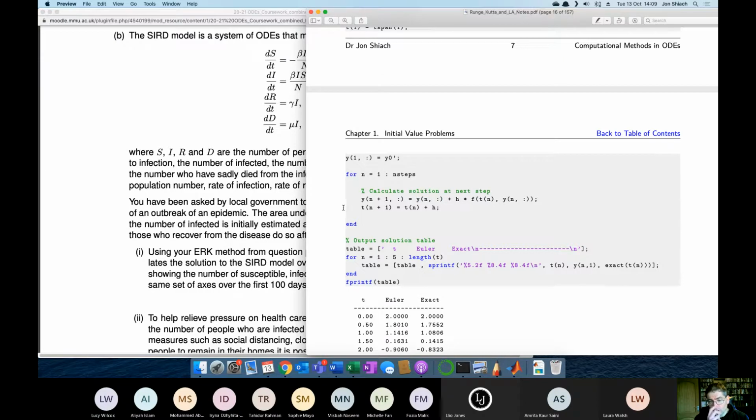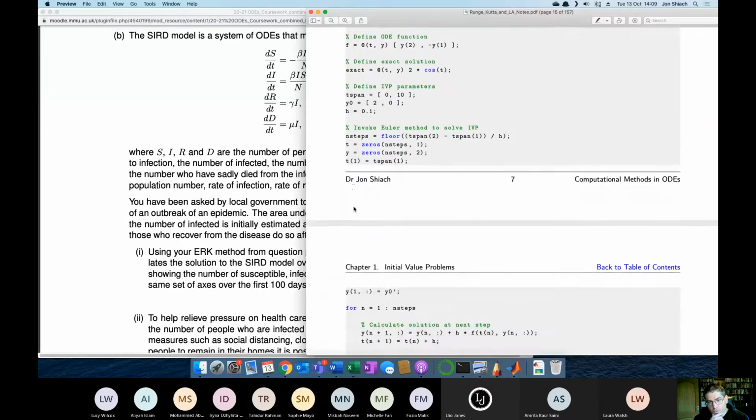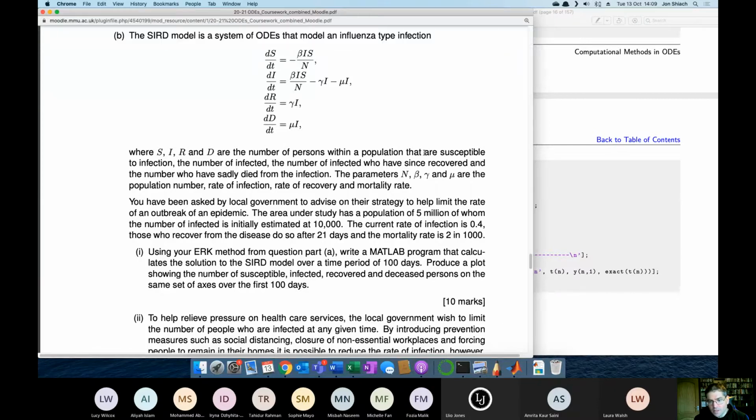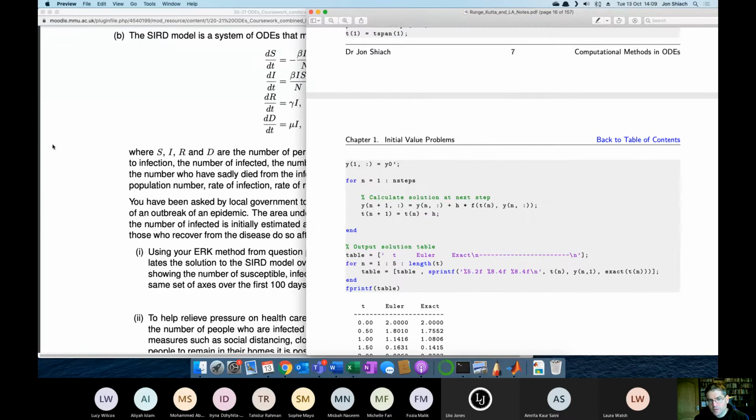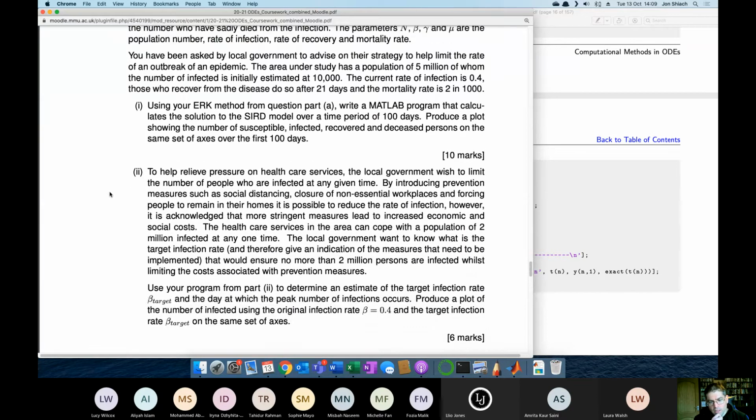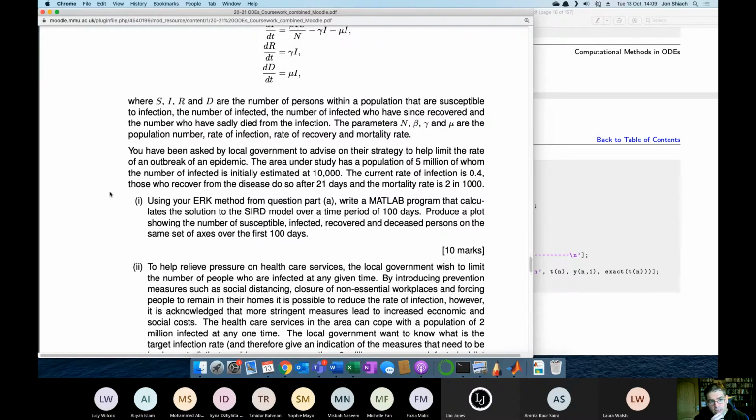Okay, so hopefully if that all works, you'll have 4 columns in your y array. The first column should correspond to the number susceptible, the second is infected, the third is recovered, and the 4th is deceased. Okay, so for the second part, you want to find what the target infection rate is, the beta target.